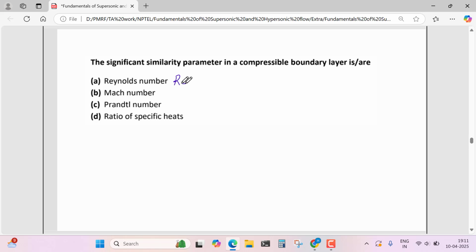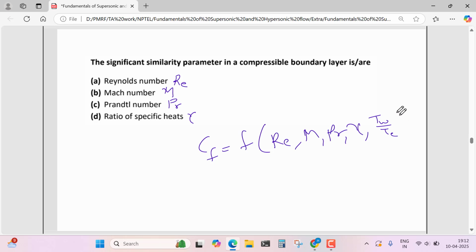Reynolds number is given by Re. Mach number is given by M. Prandtl number is given by Pr. And the ratio of specific heats is given by gamma. If you have seen the skin friction coefficient, it was dependent on this Reynolds number, Mach number, Prandtl number, gamma, and TW by TE, these kinds of parameters. So you can see that all these parameters are important parameters which are used for similarity. So all four of them are correct in this case.